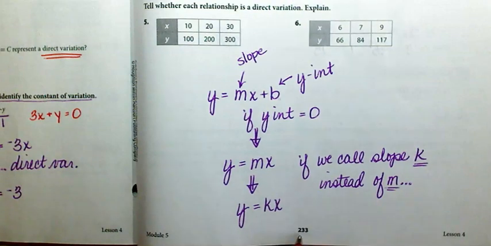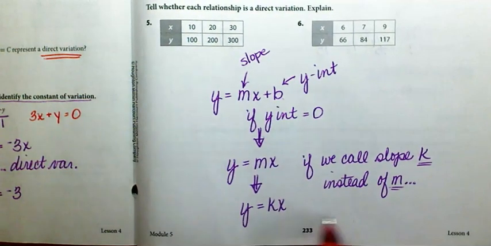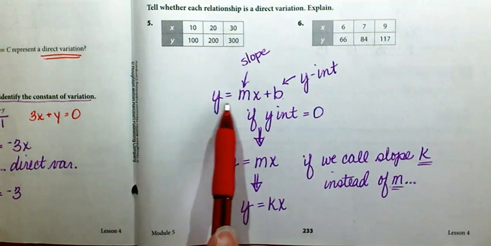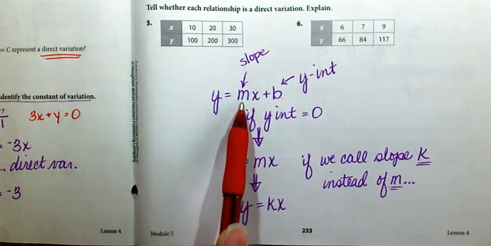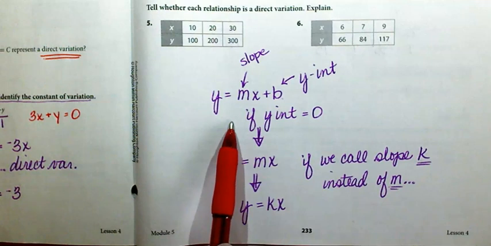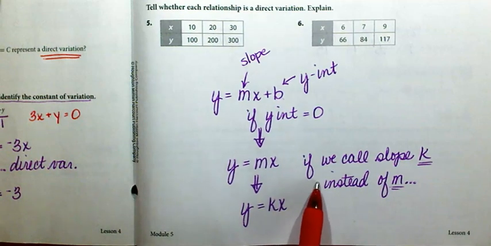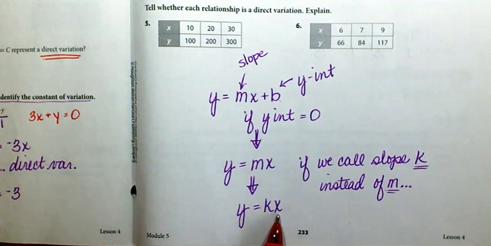All right, on the bottom of page 233, I didn't work either of these problems, but I just used the area to write a little reminder. If this is your equation of your line in slope-intercept form, remember m is slope, b is your y-intercept. If your y-intercept is 0, then your equation becomes this. And if we call slope k instead of m, then your line becomes this, and that is your direct variation equation that they gave you at the top of page 232.